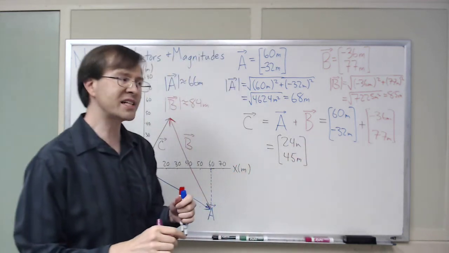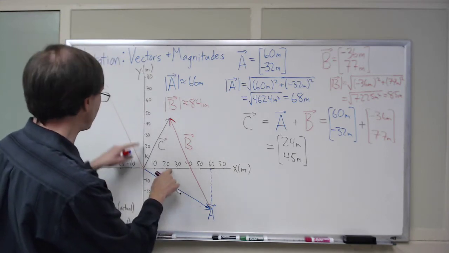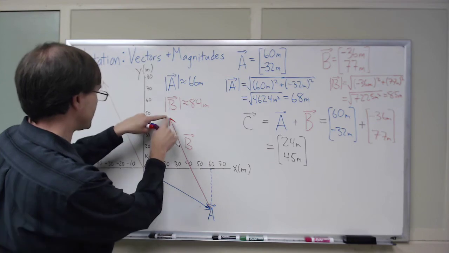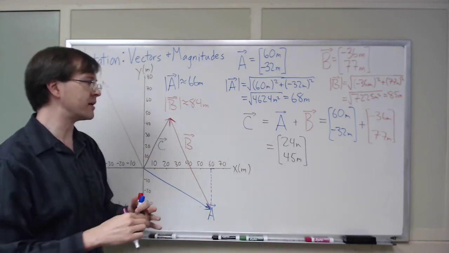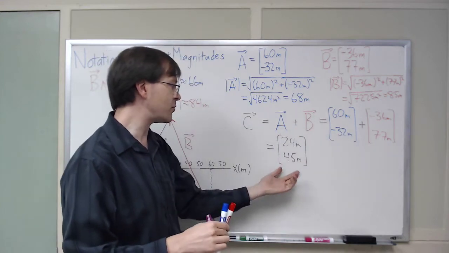There we go. That's my vector C, 24 and 45. And let's check. 24 is about here. 45 is here. That is what we got. So those are in agreement. Adding C equals A plus B as vectors, we add the components and we get this result.